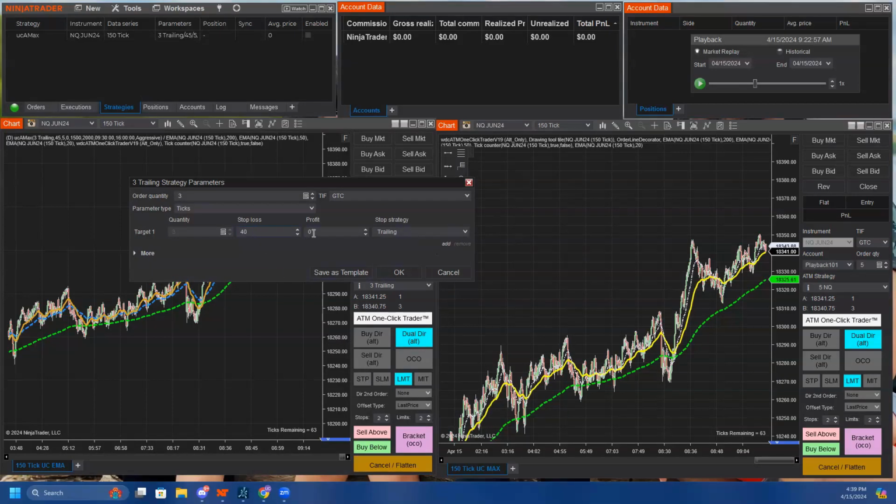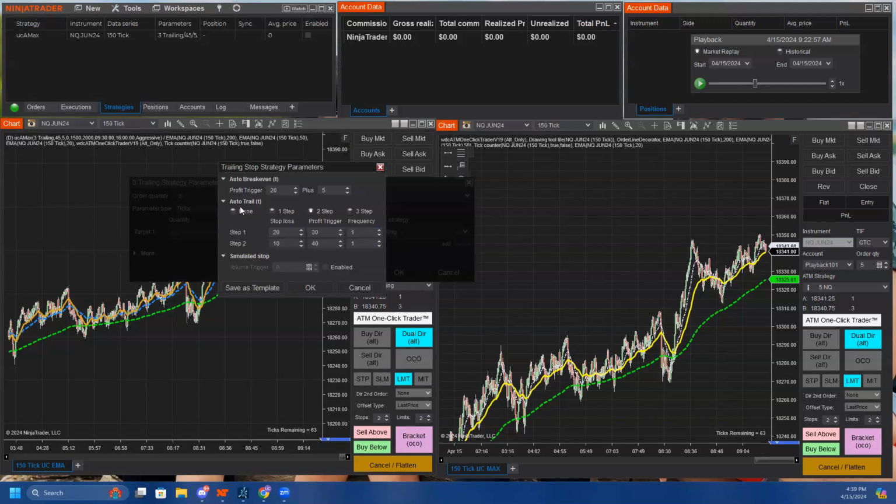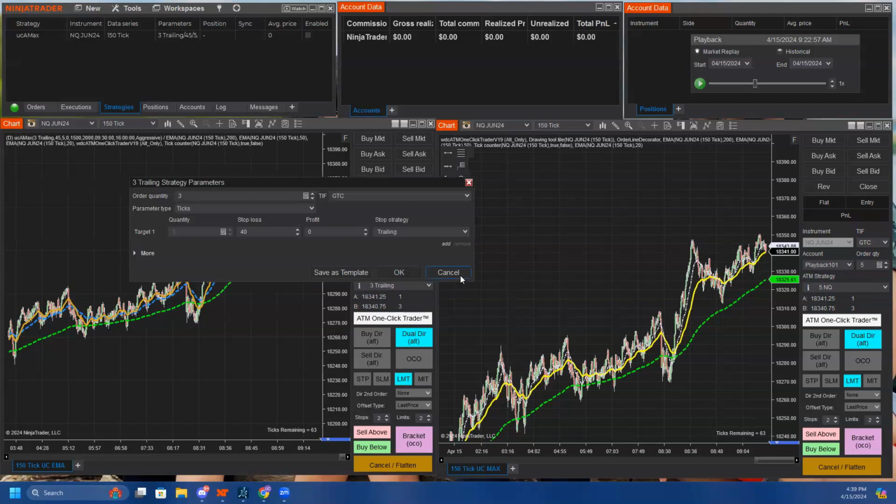And then it does not have an upper target. I put 0 there. So what that means is I'm only going to trail my position, and I'm going to trail it using this 2-step break sort of template, right? So once it moves 20 ticks in my favor, I will raise the stop loss. And then, based on however far the price moves, it will keep on doing that, right? So let's run this thing.